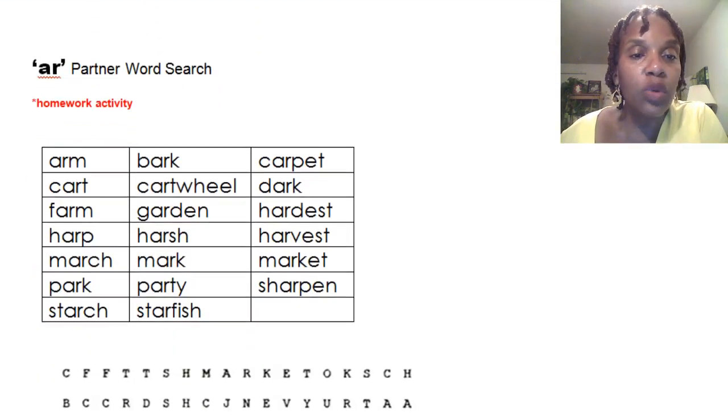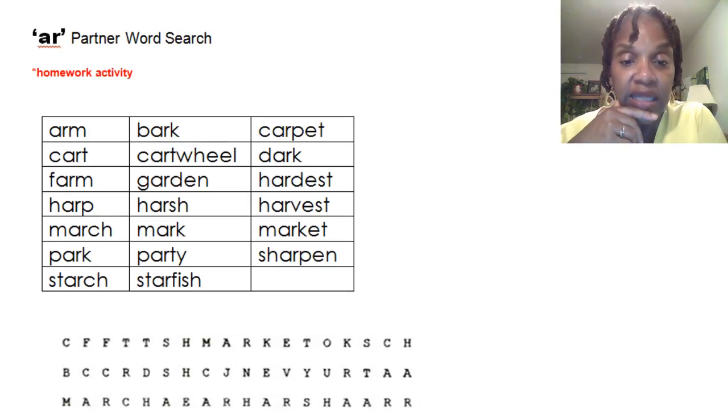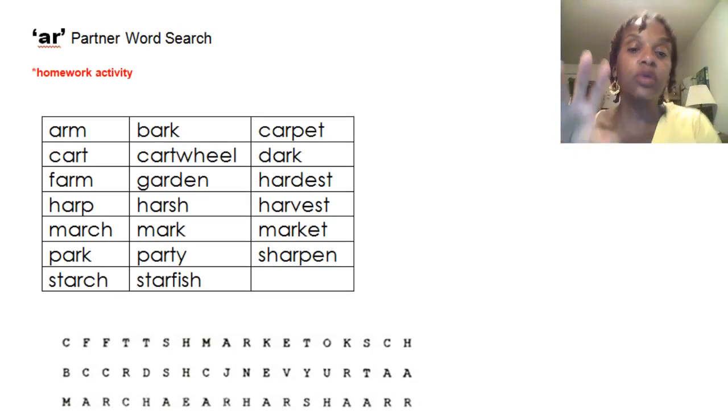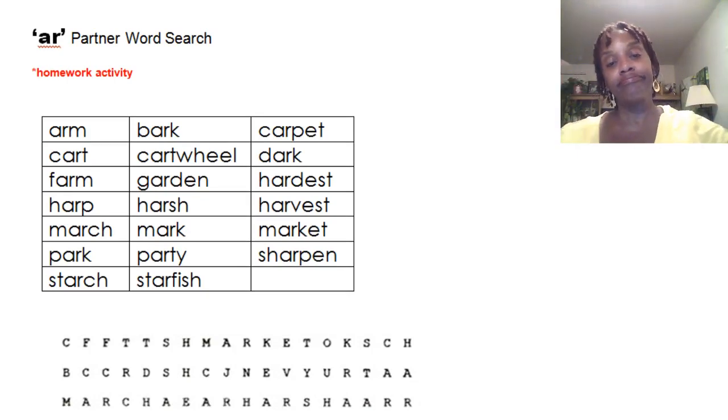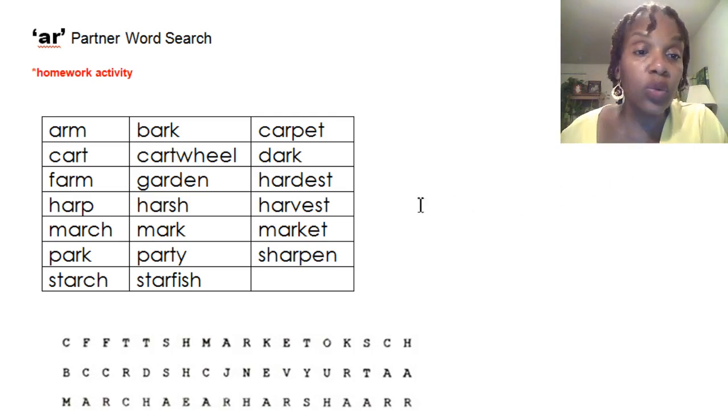More homework. This is a word search. This is for my levels 2 and 3 students to do, because it's a little more challenging. But for my level 1 students, what you can do is sound out the word and ask mom or dad or a reader teacher to work with you.